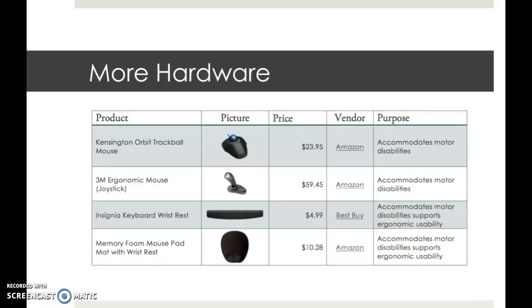Additional hardware for motor disabilities and ergonomic usability include a trackball, joystick, keyboard wrist rest, and mouse pad with wrist rest. While the wrist rest and mouse pad should be at each computer station, I would purchase 2 trackballs and 2 joysticks for the computer lab to use as needed. Also, both of these choices work well with Macs and PCs. Through my search for computer gear, I found that Amazon and Best Buy had a lot to offer with many reviews to look over, and that's where all of these hardware choices came from.